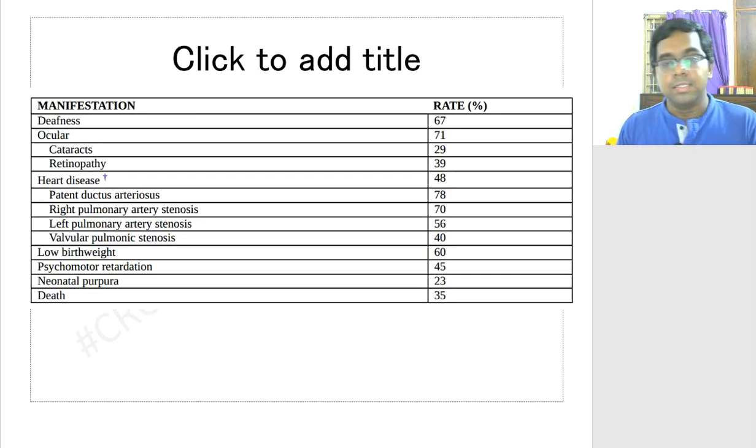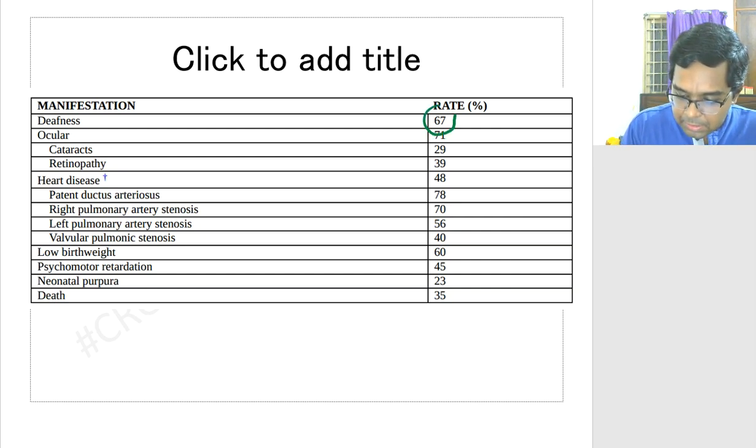Now, let's have a look at the different manifestations which you need to know about. Majorly included in the triad: ocular, the deafness, and the heart disease. But also, as I said previously, low birth weight, neonatal purpura due to thrombocytopenia, and other associations. Now, some important points to be remembered for your exams, which is the most common manifestation of congenital rubella syndrome. You can see that in this list, it is 67%.